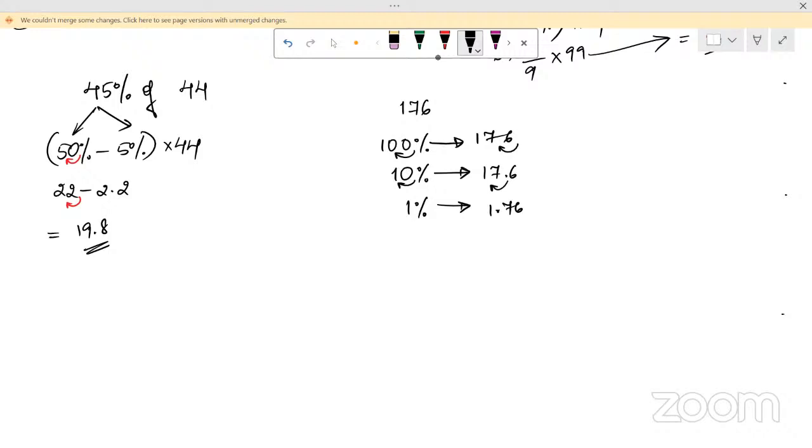Yes, sir. If I had asked 55%, what would you do? So 50 plus 5. Exactly. Okay. Now tell me what is, solve this figure. So 16.5.